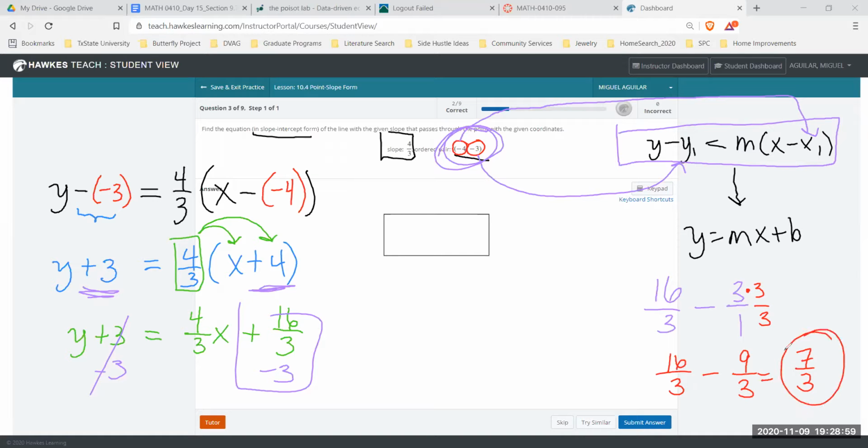And so this number is what's going to go over here. We'll have y by itself now because these canceled, is equal to, this will stay the same, 4/3 x. And then we combine these numbers to get 7/3. So that's going to be positive 7/3.